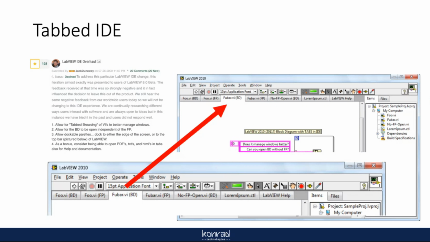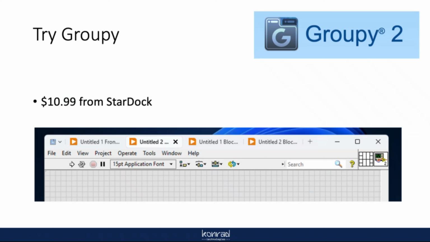I noticed on the LabVIEW Ideas Exchange, it's quite an old post, but there was a post about having a tabbed IDE. So basically having a single LabVIEW window and then opening multiple block diagrams or multiple front panels in that window. I also noticed it actually featured in one of the early LabVIEW 8 beta releases, and it's got quite a lot of votes for it, but then never really happened. And somebody asked me how you can do it.